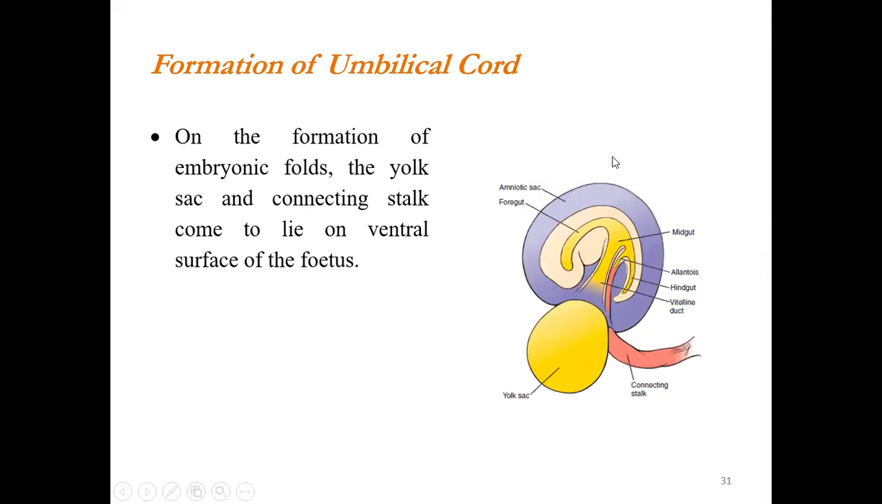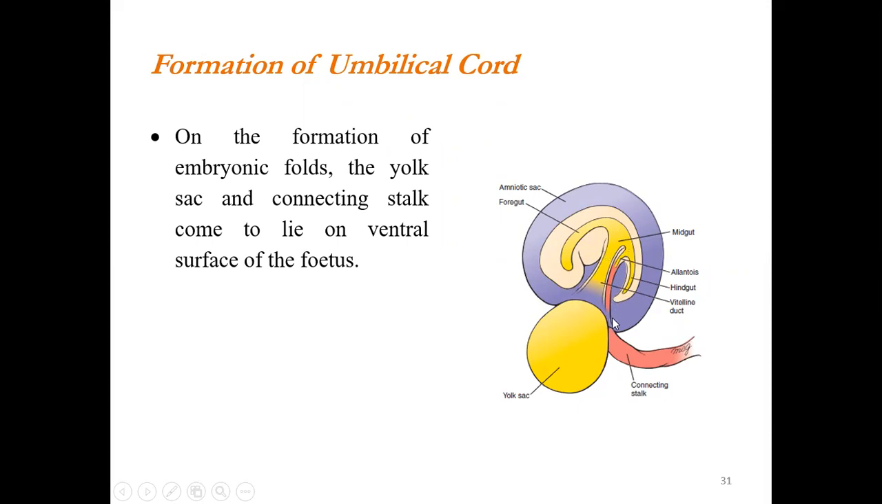Then how is it formed? On the formation of the embryonic folds, the yolk sac and the connecting stalk come to lie on the ventral surface. So this is the lateral folding, with cephalocaudal folding going on. This one is the connecting stalk. This was the part in the bilaminar or trilaminar germ disc where the extra embryonic coelom was not intervening between the cytotrophoblast and the somatopleuric membrane. So it is devoid of the chorionic cavity. This connecting stalk will form the future umbilical cord.